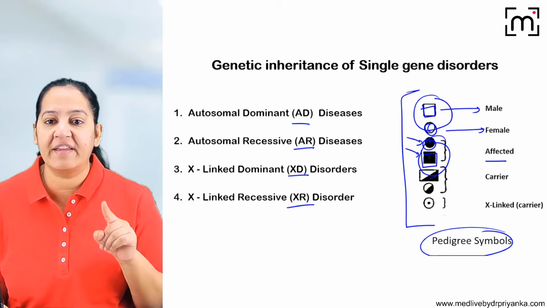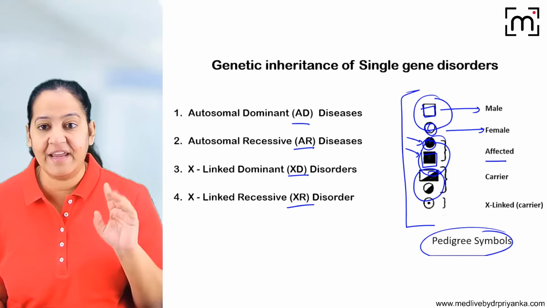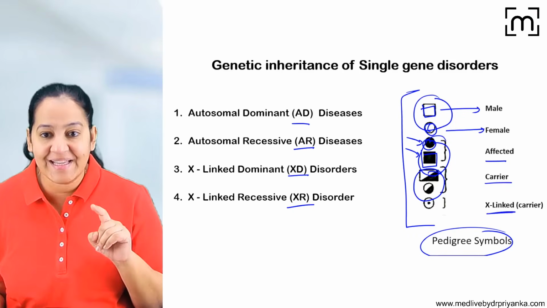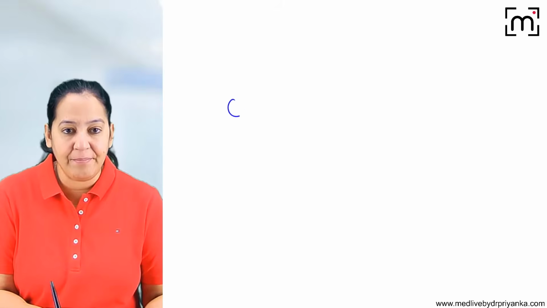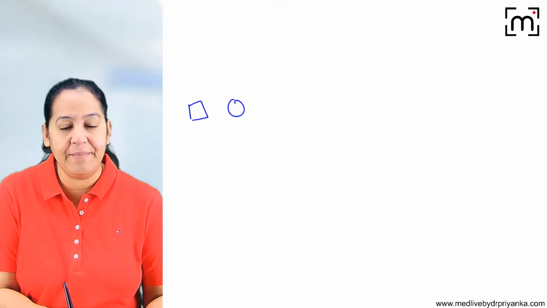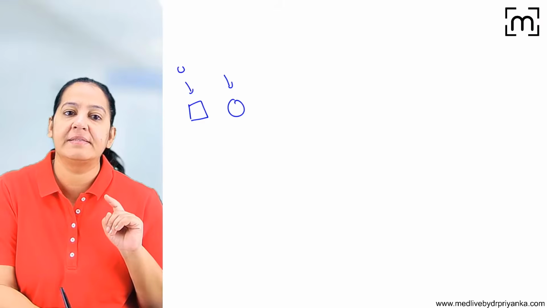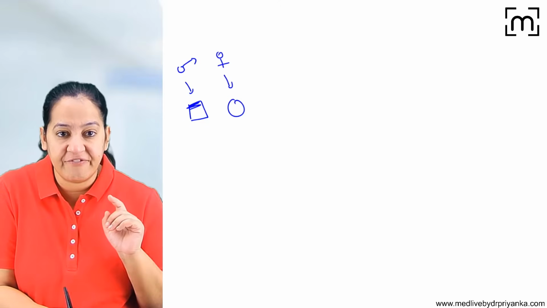You can see. And if they are carriers, they are half filled, half empty, the male and the female. That is the carrier in case of autosomal dominant or autosomal recessive. But if they are carriers in case of X-linked diseases, there is a dot at the center. The dot at the center. So if they are empty, the male and the female, it means they are healthy. The male is a square and the female is a circle. And if they are affected, they are filled with black color.